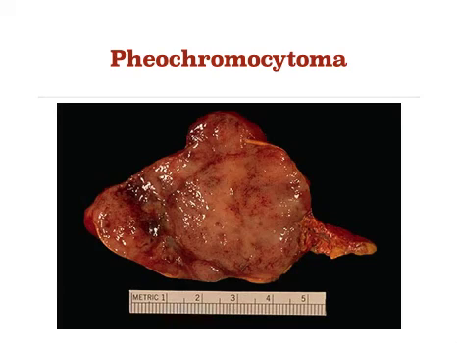Now, this is how your pheochromocytomas would look like grossly. They may be small, but in this picture, it looks very big. Okay, and it's circumscribed, and it may show areas of hemorrhage, necrosis, and even cystic degeneration.